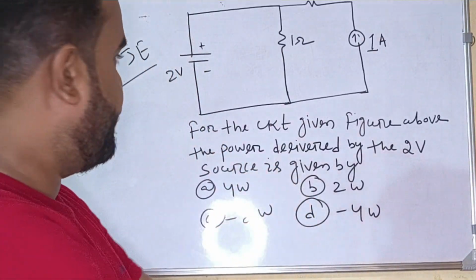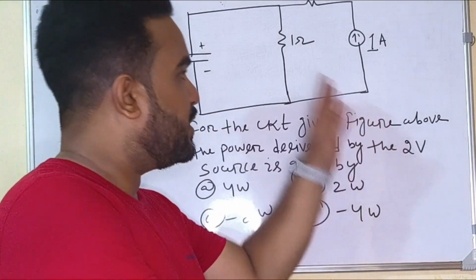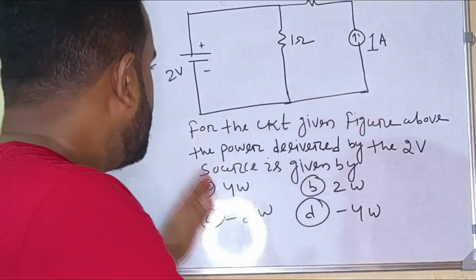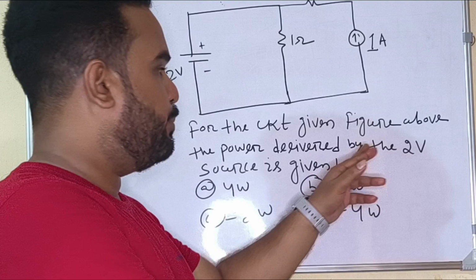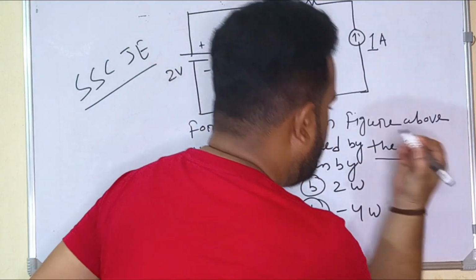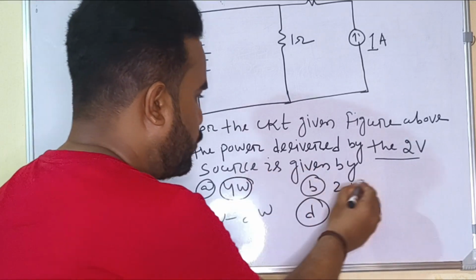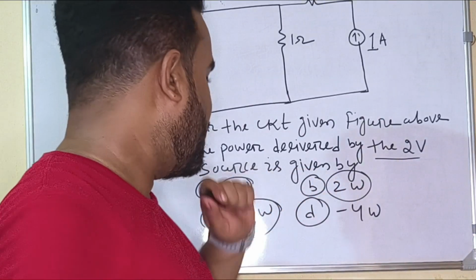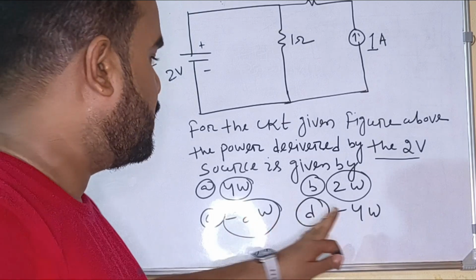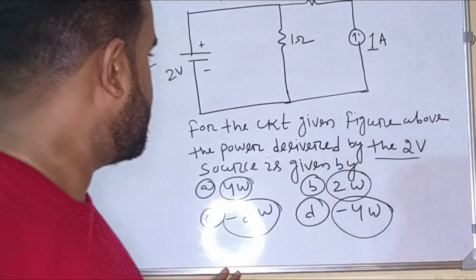आज हम लोग उसको सॉल्व करेंगे। देखो क्वेश्चन क्या है। For the circuit given in the figure, the power delivered by the 2 volt source is given by: 4 watt, 2 watt, minus 2 watt, minus 4 watt. Got my point, my dear students?